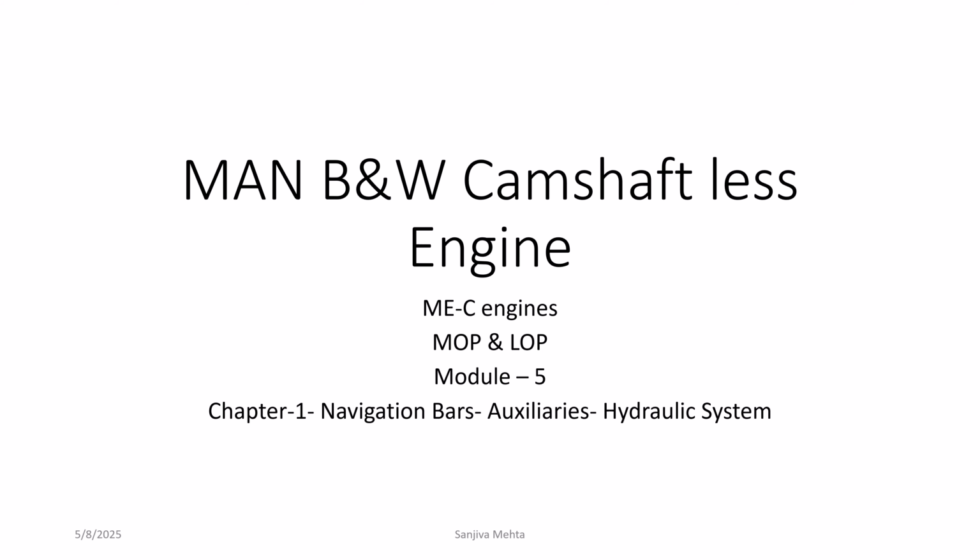This is module 5. In this module 5, we are discussing the navigation bar, which comes under auxiliaries. In auxiliaries, we have three sub navigation bars. Each sub navigation bar I will discuss in separate chapters. They are hydraulic system, next scavenge air, and then cylinder lubrication. So there will be three chapters in this auxiliaries. Then there are some other navigation bar maintenance that we will cover in a different chapter. All right, let's go.